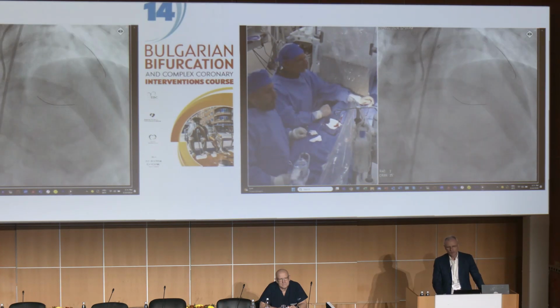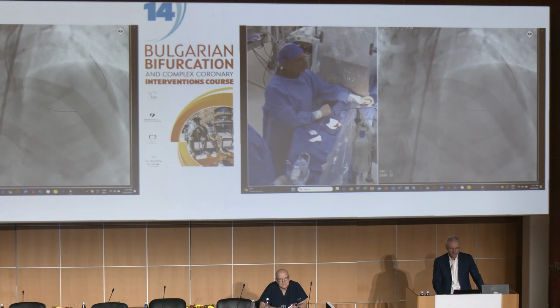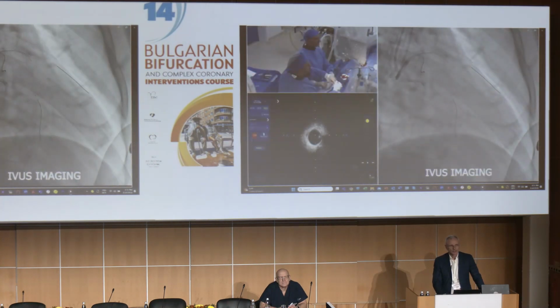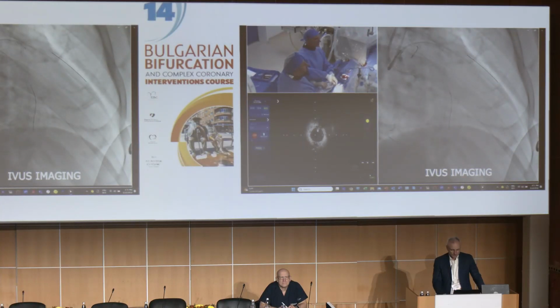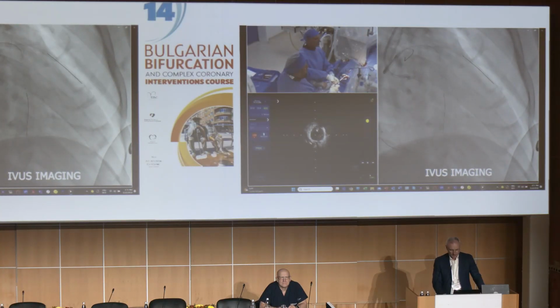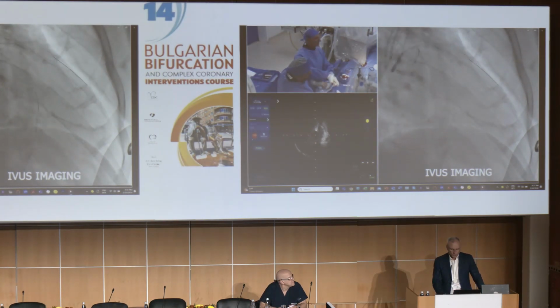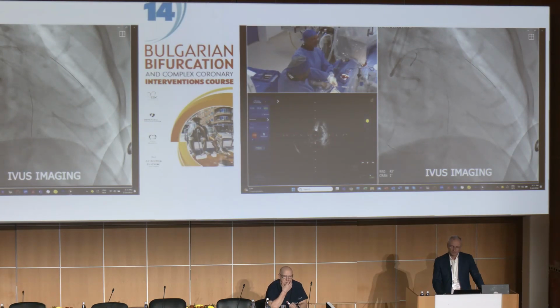So we're talking about new developments in CTO PCI, but the fundamentals are even more important than anything that has to do with technology development in 2025. So double injection, basic things.